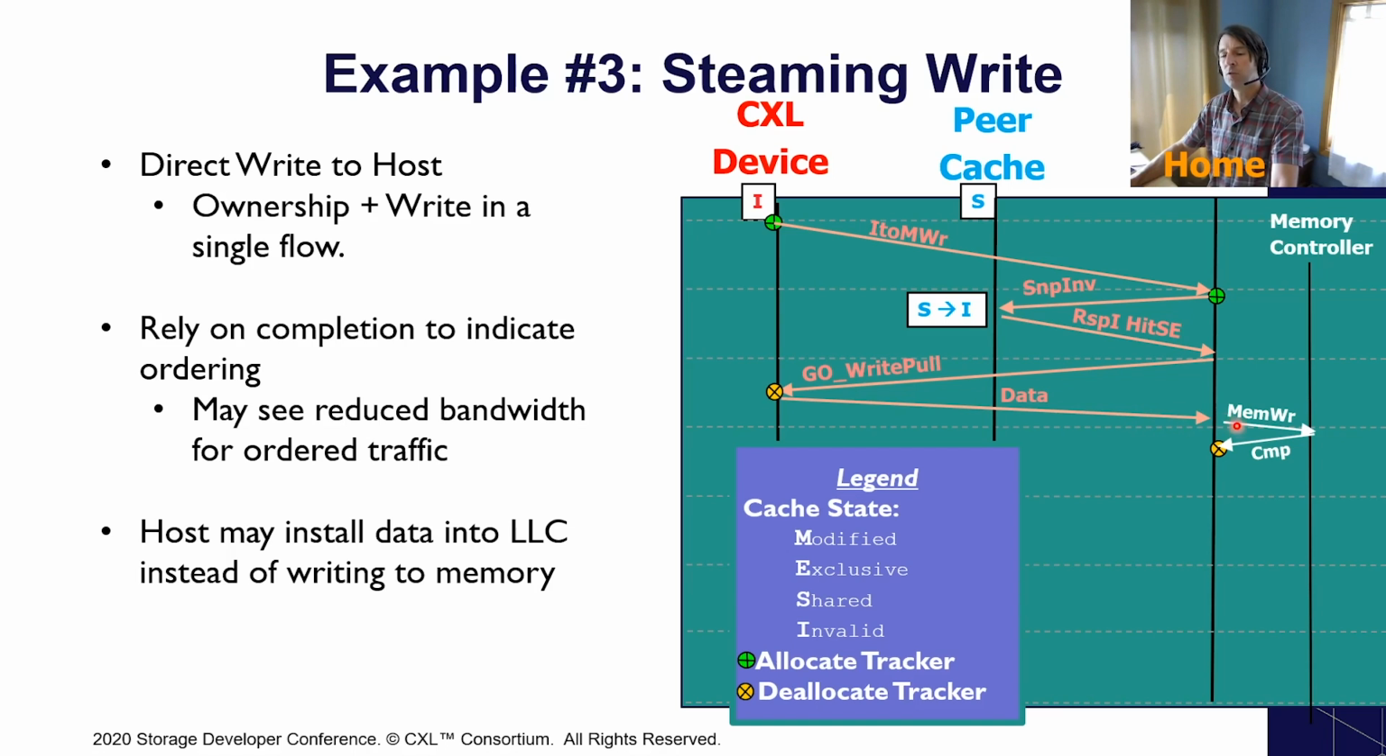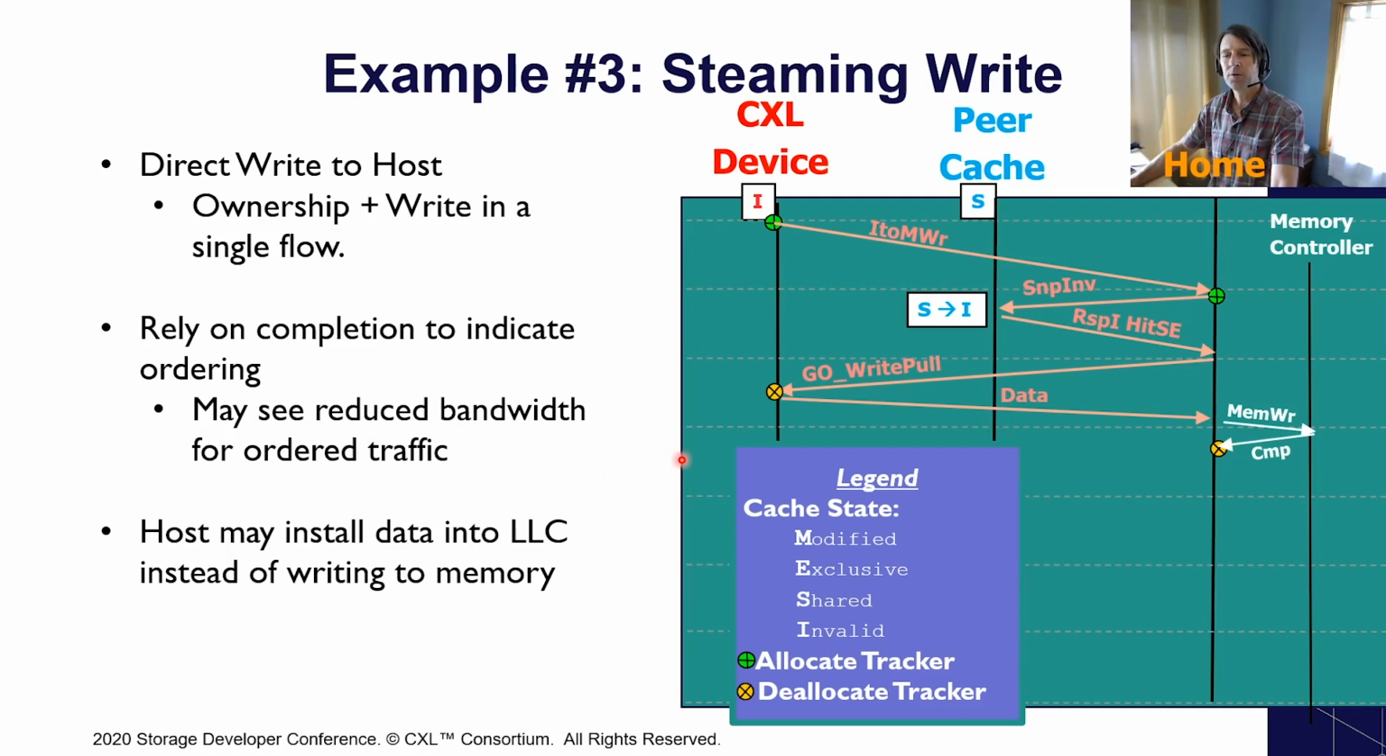In this example, I'm showing that the home agent will commit the data, write it to the memory controller, and get the completion. Now, I should note that optionally, implementations may choose to install this data within the last level cache of the socket rather than flushing the data to the memory controller. That's an optional way to go. I was just trying to keep this flow simple. I wasn't showing the last level cache.